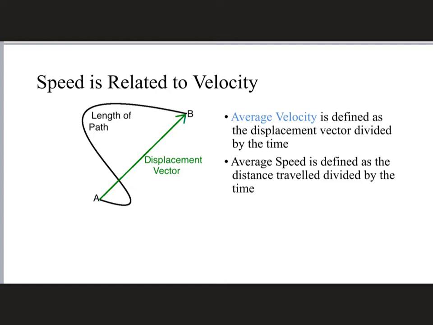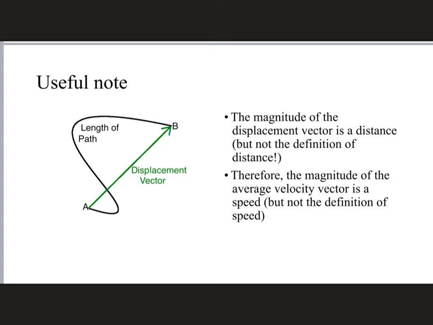So let's just summarize again because these definitions are so important. Average velocity is defined as the displacement vector divided by the time. Average speed is defined as the distance traveled divided by the time. Now, here is a useful note that we'll talk about more as we go. We've already said the magnitude of the displacement vector is a distance. And so the length from there to there, if I were traveling, rather than traveling on this curved path, if I were to travel along a straight path from A to B, I could measure that distance, and that would be equal to the magnitude of this displacement vector.